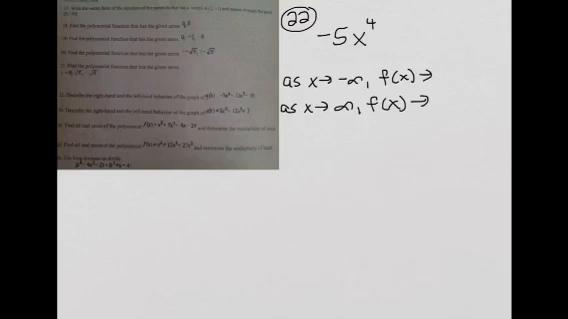So number 22 is end behavior. The leading term is negative 5x to the fourth. Because that's even, the ends go in the same direction. Negative means they go down. So this would be negative infinity and negative infinity.